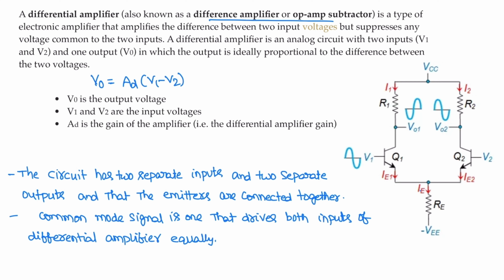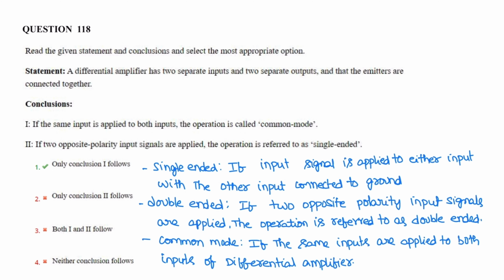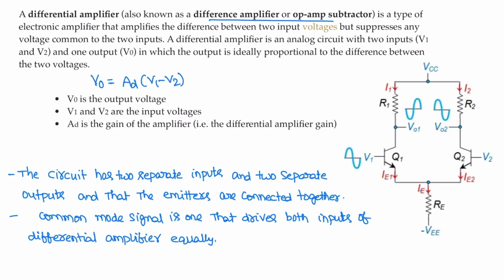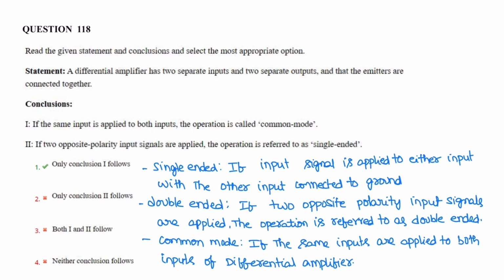A common mode signal is one that drives both inputs of a differential amplifier equally. So single-ended signal, double-ended, and common mode. Single-ended means the signal is applied to either of the inputs, either V1 or V2, and the other input is grounded. So suppose V1 is grounded and the input V2 is applied, it is a single-ended connection. Or if V2 is grounded and the input is applied here, then it is also a single-ended connection. So the input is applied to one and the other input is grounded. That is called a single-ended connection.